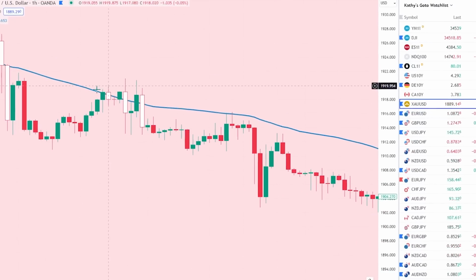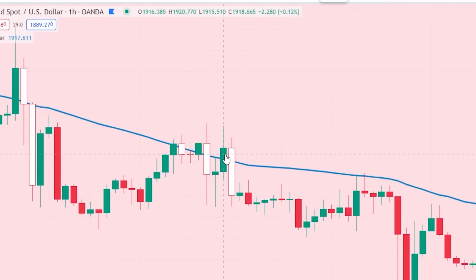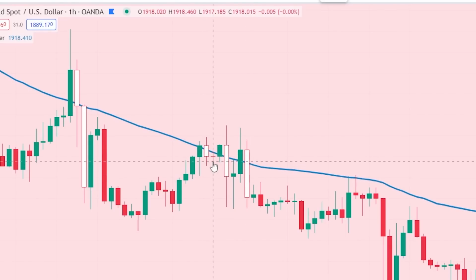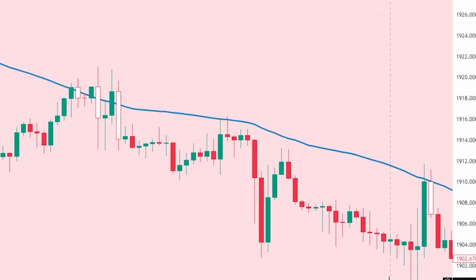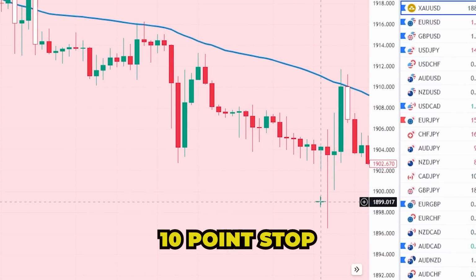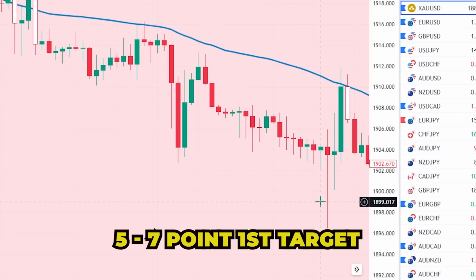Here's another one. I love it when we have 1, 2, 3 triple ZIP sell signals here. So triple ZIP sell signal, you would have sold, and usually my stop is $10 in gold. And you can see this also becomes a very, very nice move lower. With gold, I like to have a 10-point stop and usually a 5 to 7-point first target, and then you trail your stop on the remainder of the position.